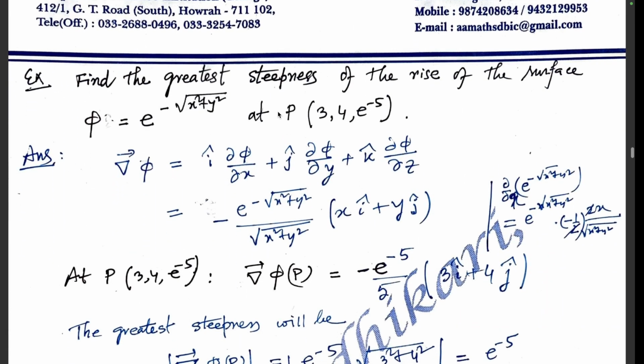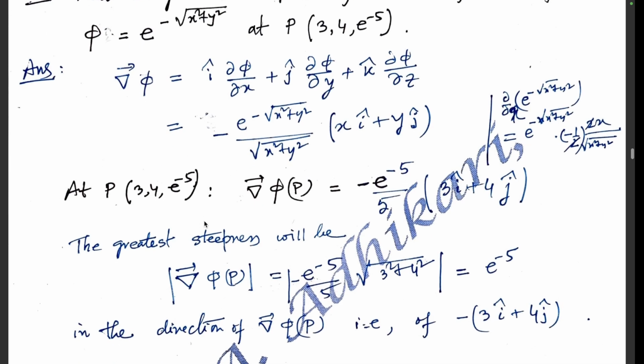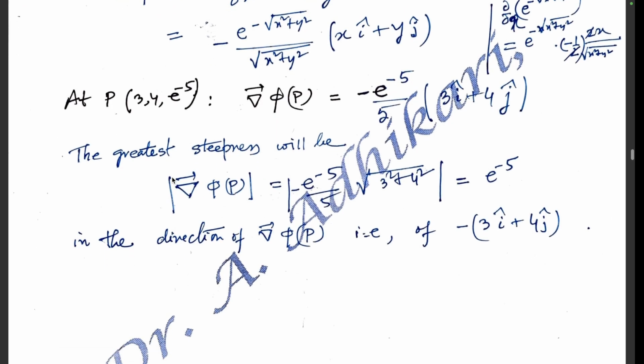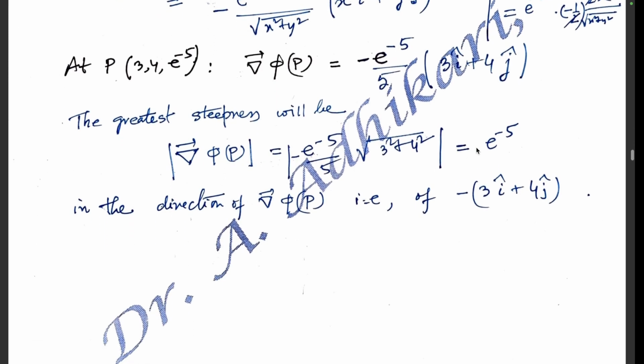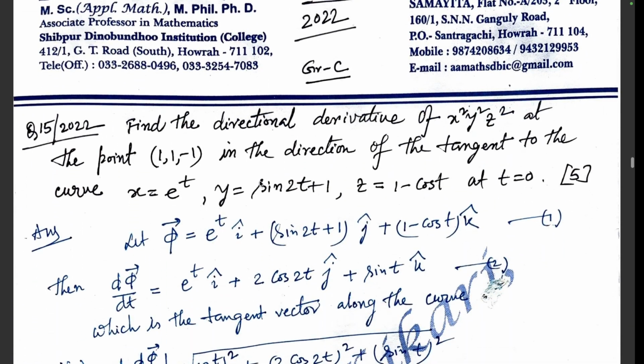Next example: find the greatest steepness of the rise of the surface phi equal to this at this point P equal to (3, 4, e to the power minus 5). So grad phi is this at the point (3, 4, e to the power minus 5). Grad phi at the point P is this. The greatest steepness will be mod of grad phi at the point P, equal to e to the power minus 5, in the direction of grad phi at P, that is in the direction of minus 3i cap plus 4j cap. This is the question.